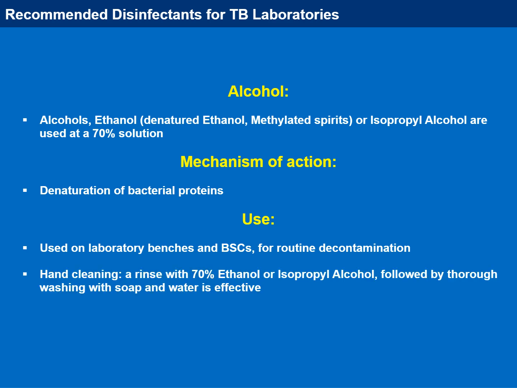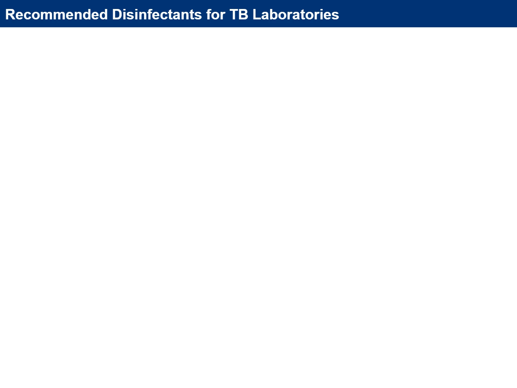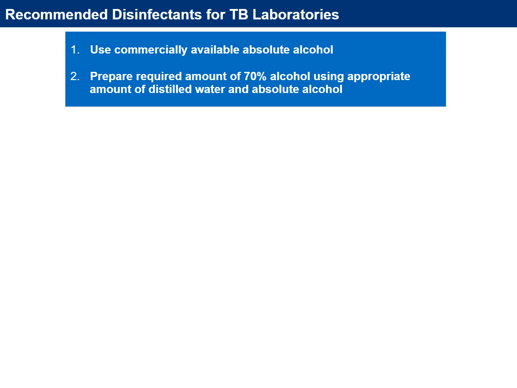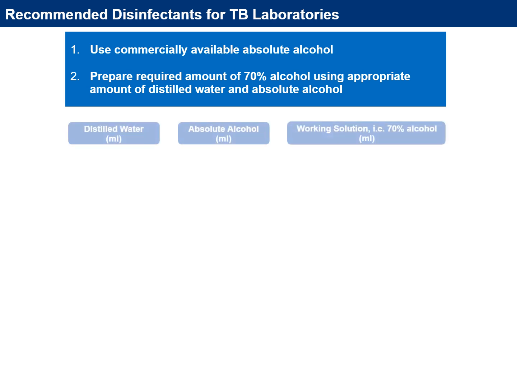Hand cleaning. A rinse with 70% ethanol or isopropyl alcohol followed by thorough washing with soap and water is effective. Used for surface decontamination of equipment. For preparation of 70% alcohol, use commercially available absolute alcohol. Prepare the required amount of 70% alcohol using the appropriate amount of distilled water and absolute alcohol as shown in the table.